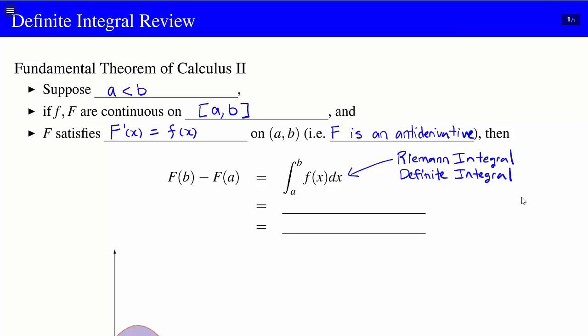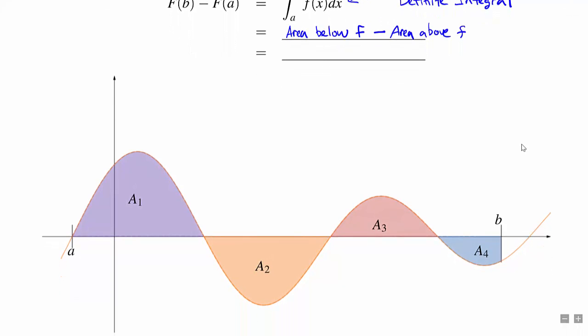And so we know from the definition of this Riemann integral that that is the area below f where f is positive, minus the area above f where f is negative. And so according to this picture, that would be A1 plus A3 minus A2 minus A4 in this case. Notice here that little f drawn above was drawn as a continuous function.